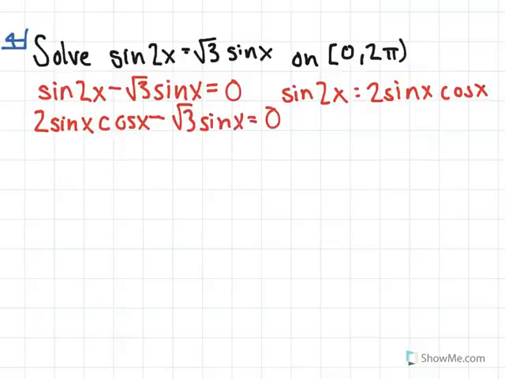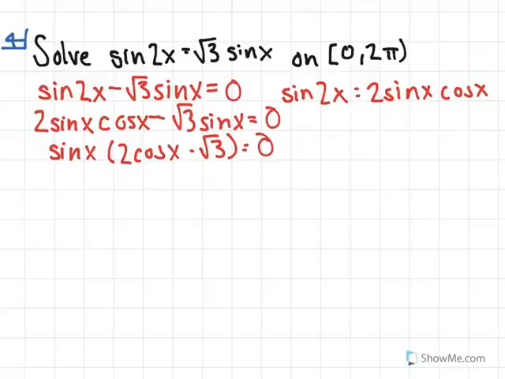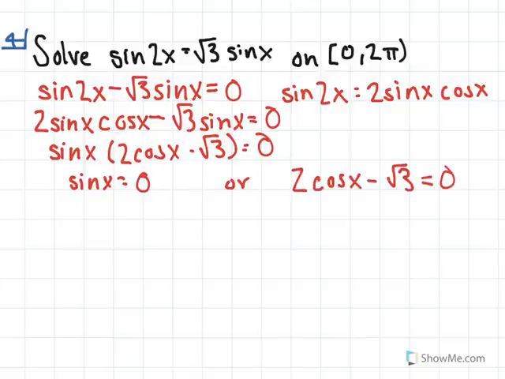So next we can factor. We can pull out a sine x. So we would have sine x times 2 cosine x minus root 3 equals 0. And from here it's relatively simple. We know that either sine x equals 0 or 2 cosine x minus root 3 equals 0.